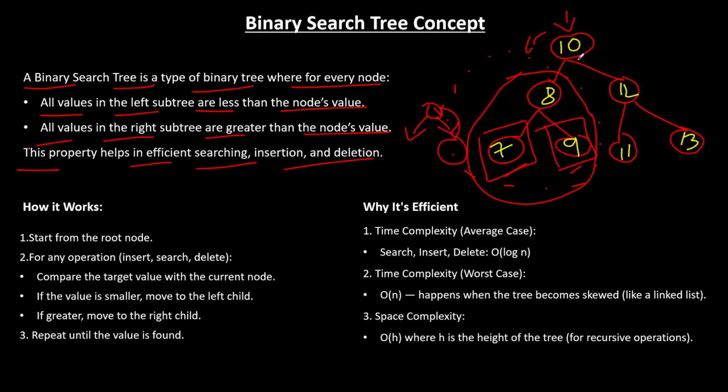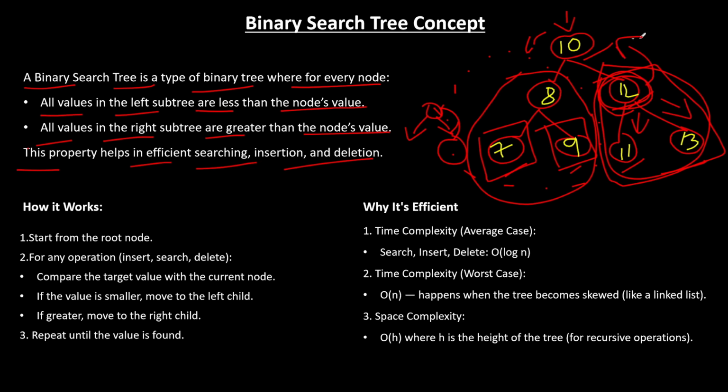So here is 10. All the values in the right subtree of this 10 are greater than 10, right? It is 12, 11, 13. Similarly, if you come to this particular subtree, taking 12 as the root node, you could see 11 is smaller than 12, but 13 is greater than 12. Similarly, if you go up to 10, 10 is smaller than 12, and 11 is greater than 10 but smaller than 12, so it is in the left subtree of 12, right?